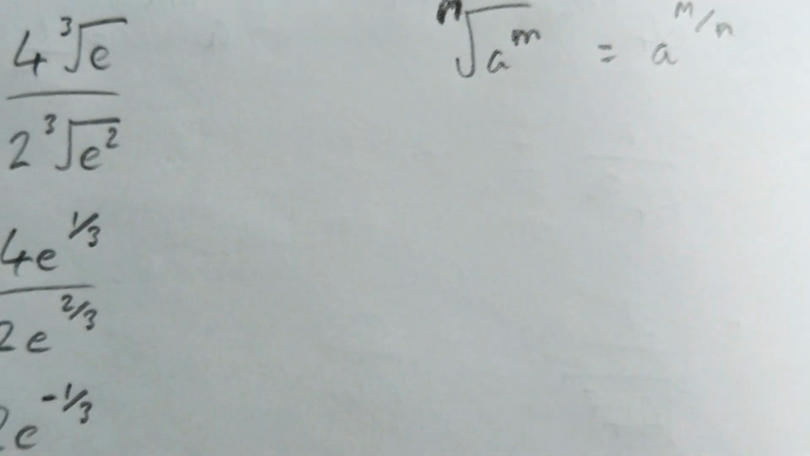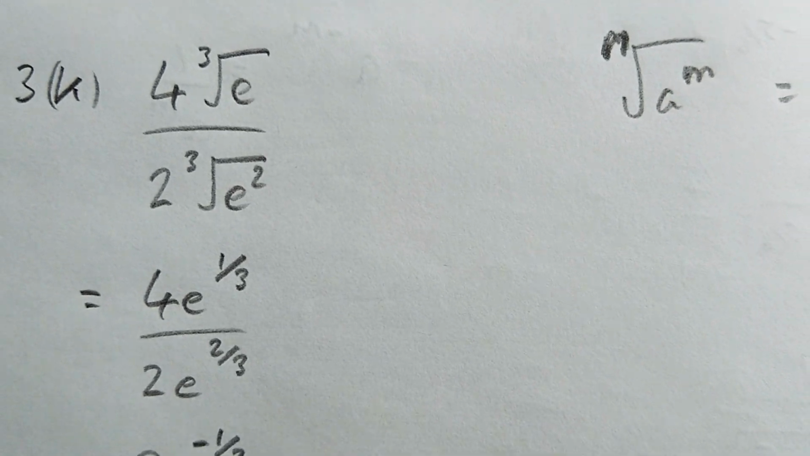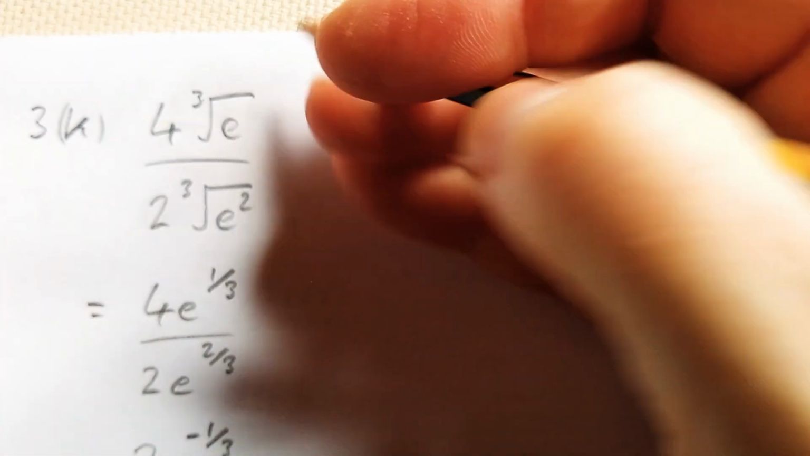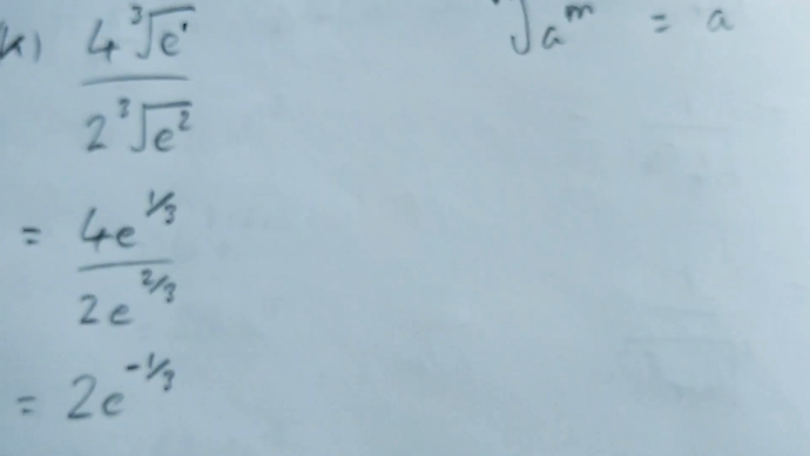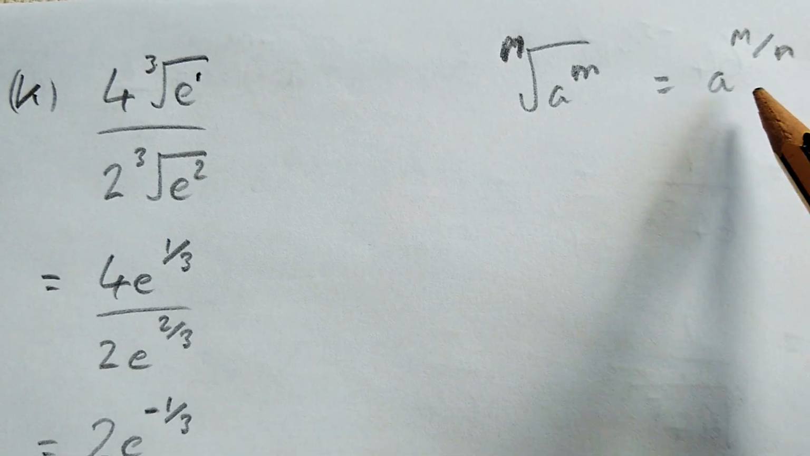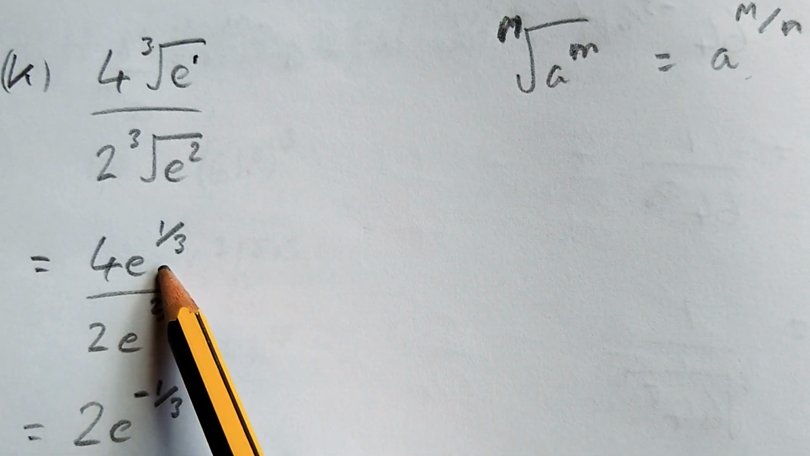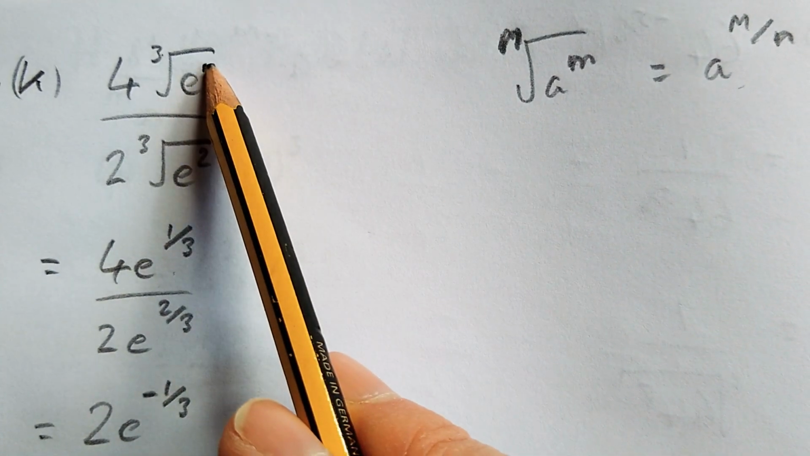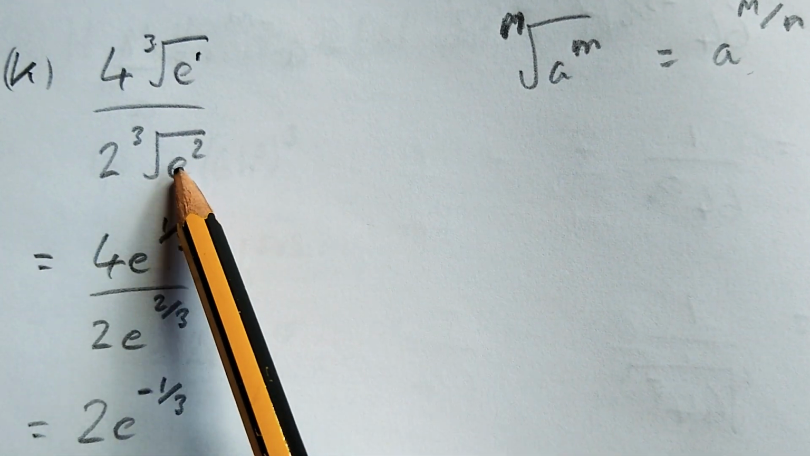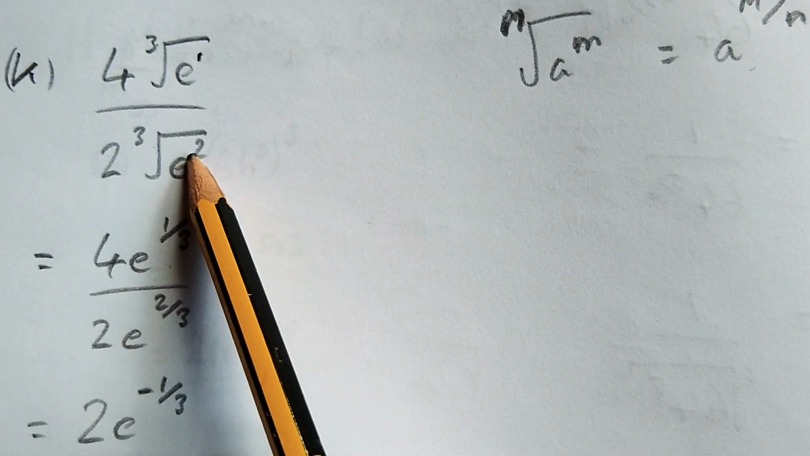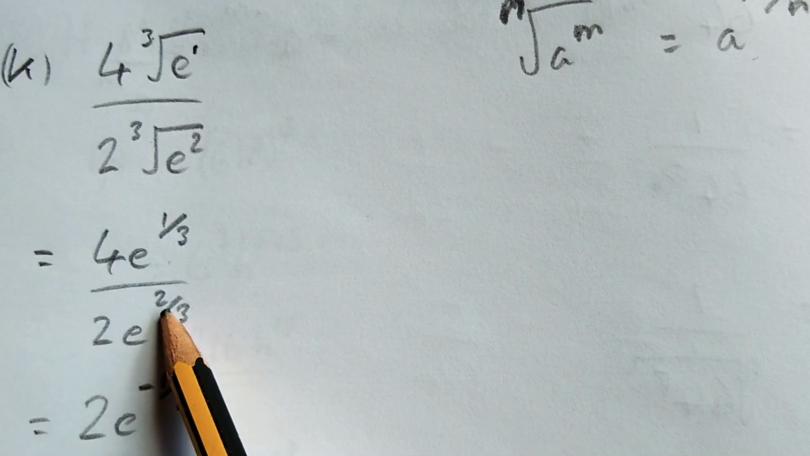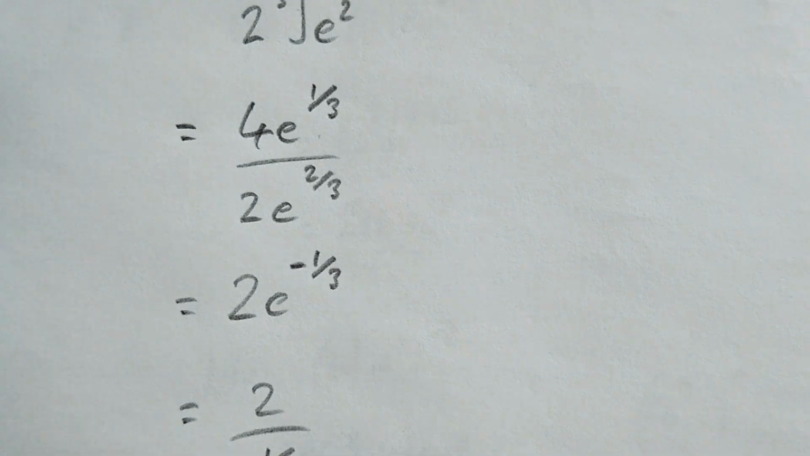So I need to turn it into a fractional power first of all. So the cube root of e, we could think of e as e to the power 1 there. So the cube root of e, using this, would be e to the 1/3. Power's 1, the root's the third root of the cube root, so it'll be 1/3. Here it's the cube root of e squared. So again, top number is the power, bottom number is the root, so that'll be 2/3.